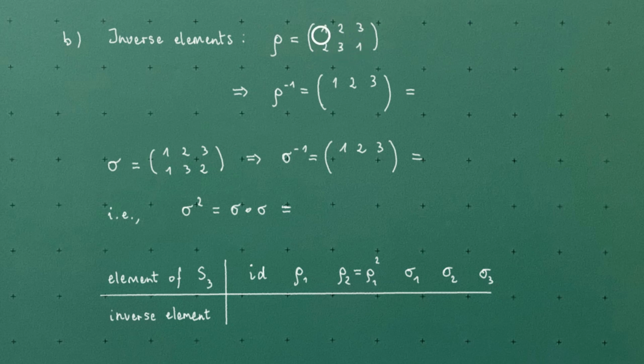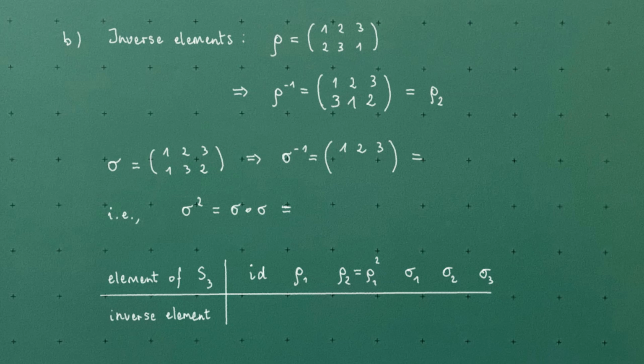if I want to find the inverse of this rotation permutation here, I read it from bottom to top. So 1 goes to 3, so I put a 3 here. 2 goes to 1, so I put a 1 here. And then here must be a 2, because I want to have a bijective map. And if you look at that, this is nothing but rho sub 2, or the rotation by 240 degrees. Vertex 1 goes to where vertex 3 was. I have the rotation by 240 degrees.